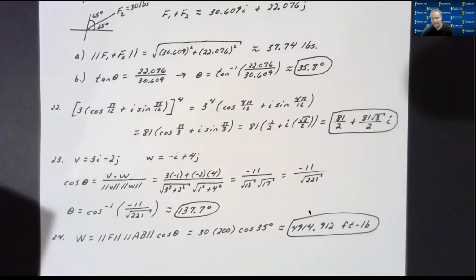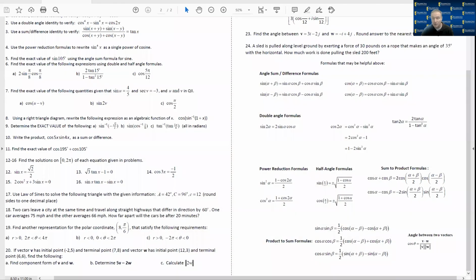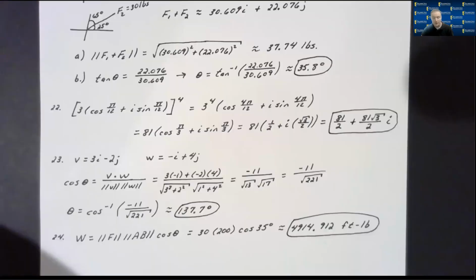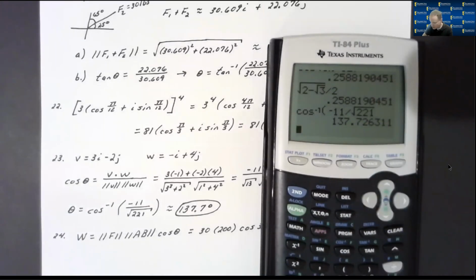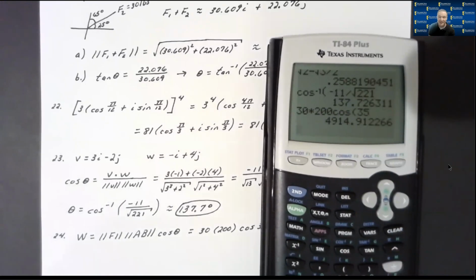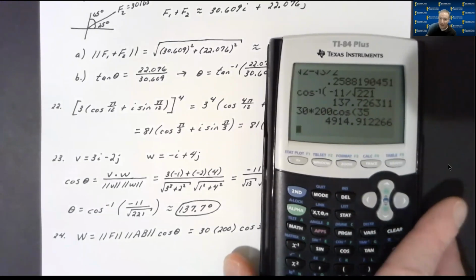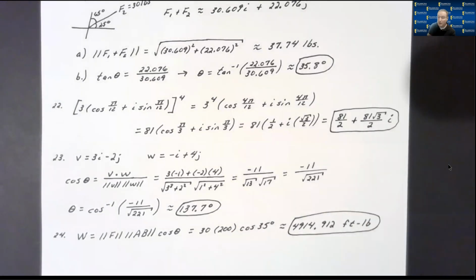4,914. And again, I didn't say how far to round your answer. So the rule of thumb is always 3 decimal places. I put .912 here. If I show that here on the calculator, I just have 30 times 200 cosine of 35 degrees. Boom, 4,914.912. And now the units, since this is an application, I do want units here.